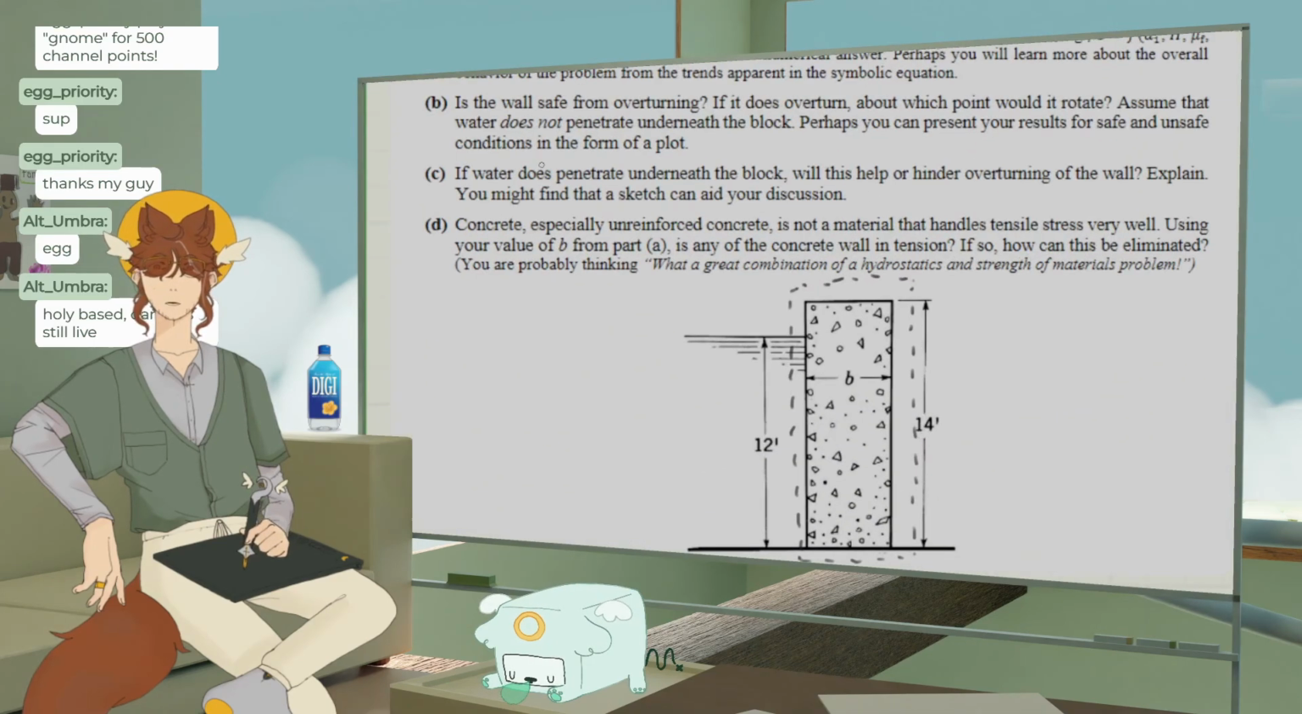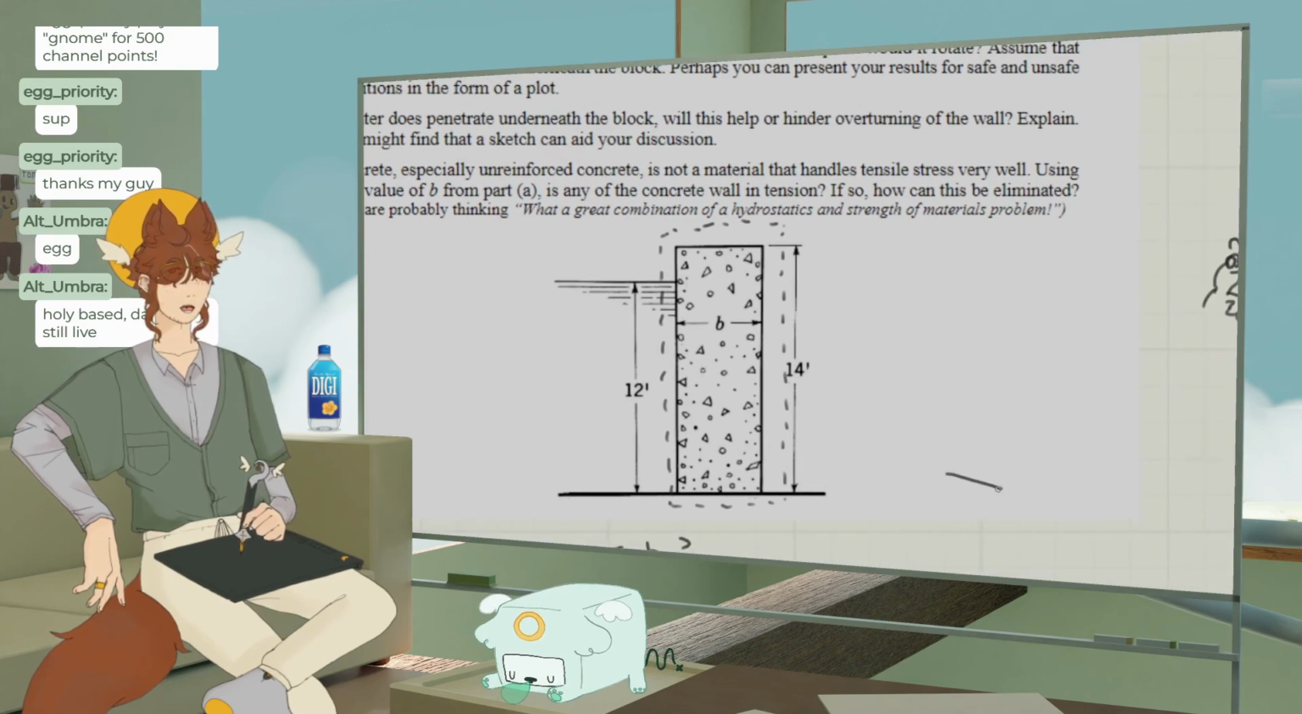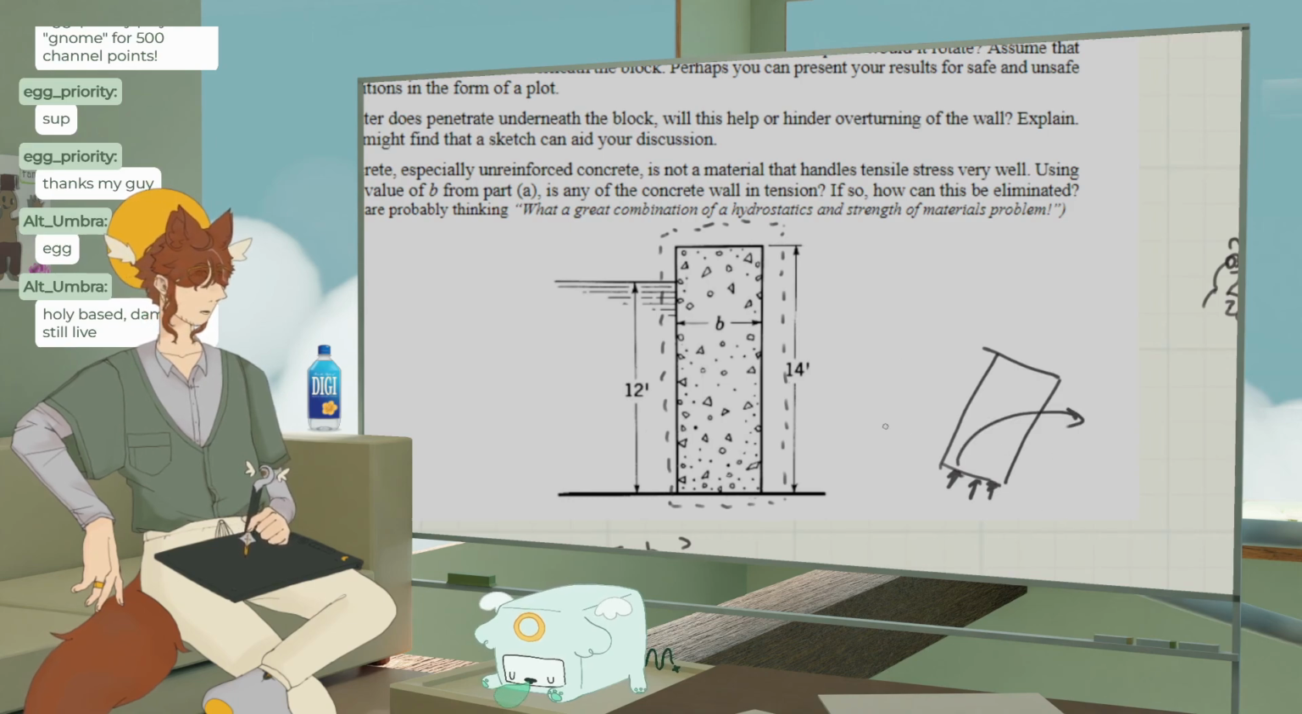If water does penetrate underneath the block, will this help or hinder overturning of the wall? Everything sucks if it gets under there, guys. I'm gonna be real, it sucks bad. If this is your wall, you are so cooked, because it goes like this, so it's gonna keep pushing it this way and this way. It's gonna mega rotate.